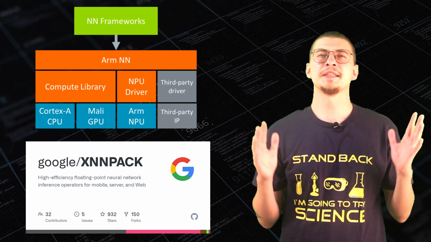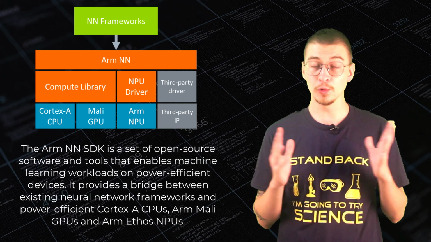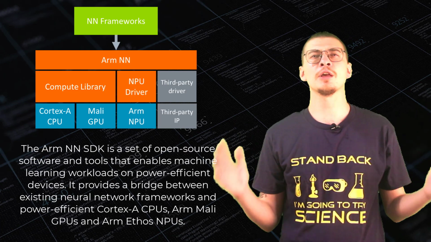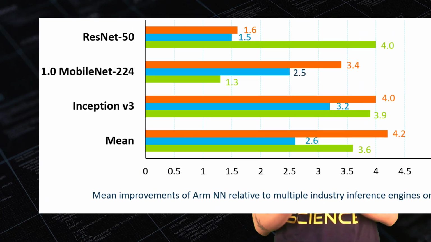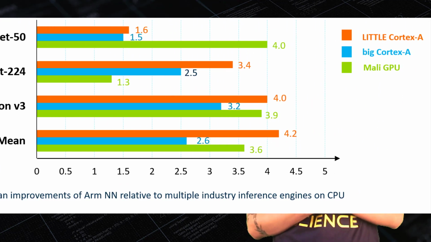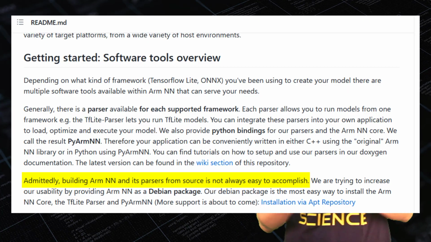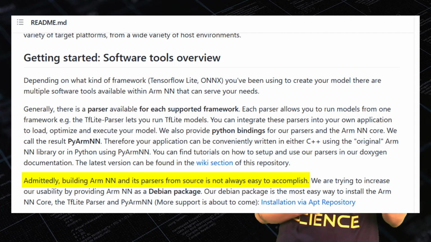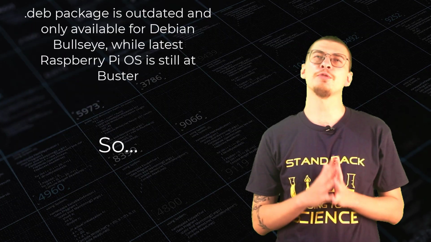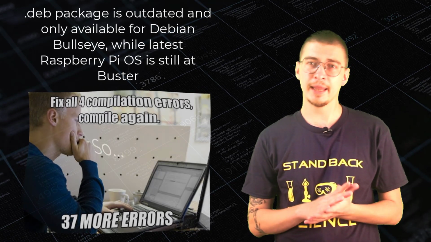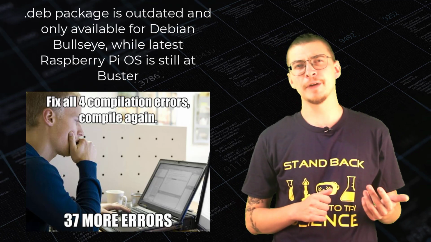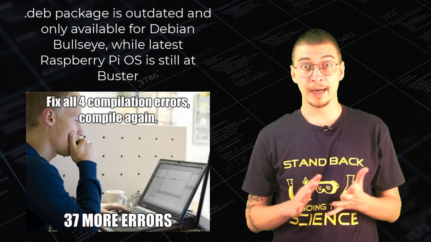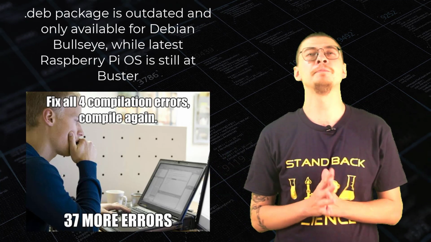ARMNN SDK is a set of open-source software and tools that enables machine learning workloads on power-efficient devices. The description and provided benchmarks look promising, but the installation procedure on the latest Raspberry Pi OS is painful at the moment. The only proper way you can install the latest version of ARMNN currently is cross-compiling from the source on your computer and then deploying to Raspberry Pi. There are binaries available for Debian Bullseye, but Raspberry Pi OS is still on Debian Buster.